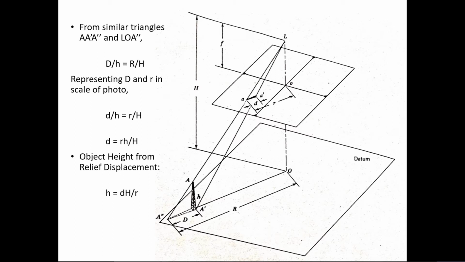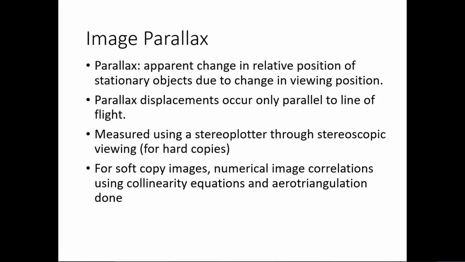So if you can calculate the relief displacement, and if you know the scale of the image, you can clearly calculate the height of any particular object required from the aerial photograph. Clear? The applications of this are plenty. Now another problem with the perspective view is image parallax.